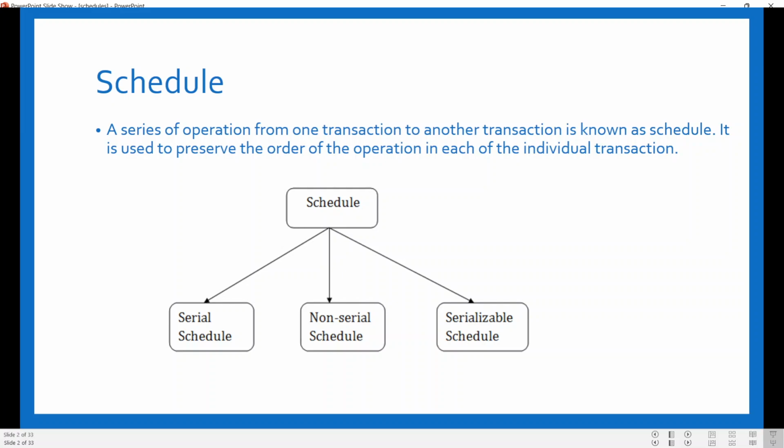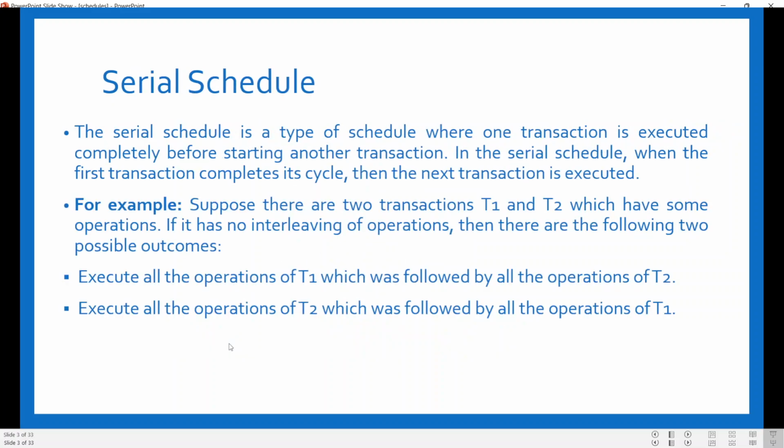Basically, it is used to preserve the order of operations in an individual transaction. A schedule can be a serial schedule, a non-serial schedule, or a serializable schedule. We will first see what a serial schedule is. A serial schedule is a type of schedule where one transaction is executed completely before starting another transaction.